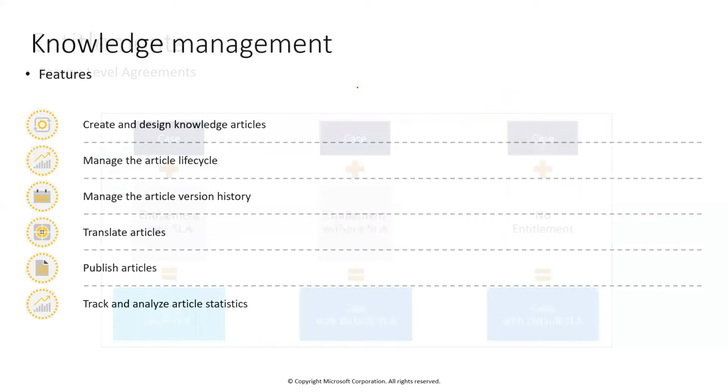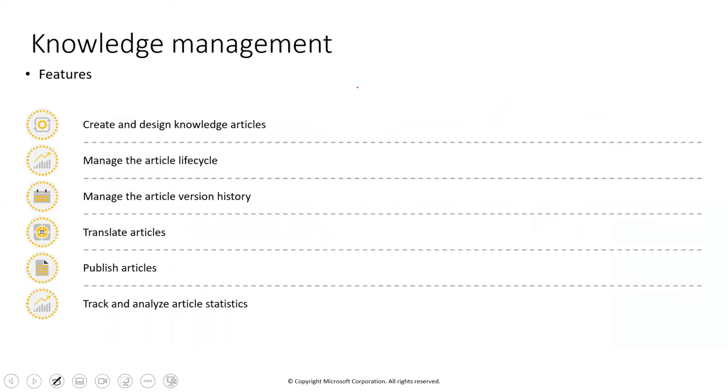The next thing I'll talk about is the concept of knowledge management here. So what is knowledge management? We know knowledge management is a repository where we can create multiple sets of knowledge articles for our scenario. That is the same thing present here. How does the knowledge article work, and what are the features in there? Under knowledge management, you can create and design the different knowledge articles. You can manage the knowledge article life cycle.